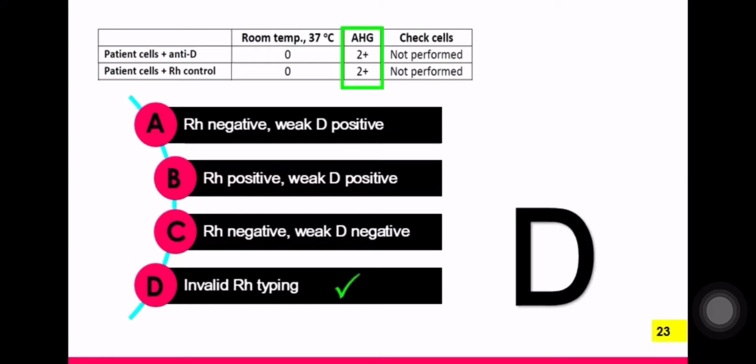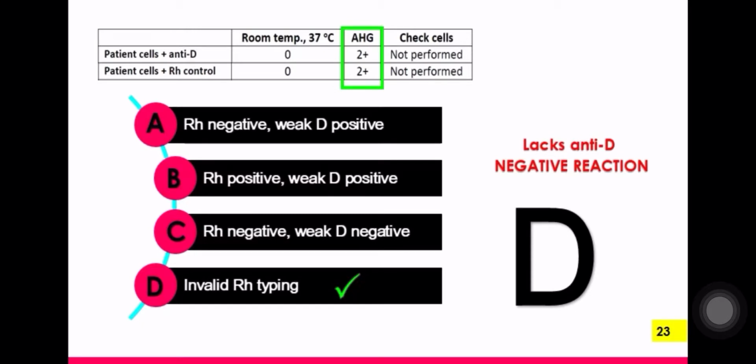Now, the correct answer is invalid Rh typing. When Rh typing or D typing is performed using a high protein reagent, a high protein control reagent is also reacted with a separate aliquot of the cells. This high protein control lacks anti-D, so it is expected to give a negative reaction.